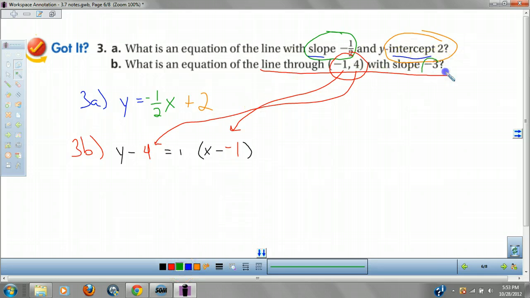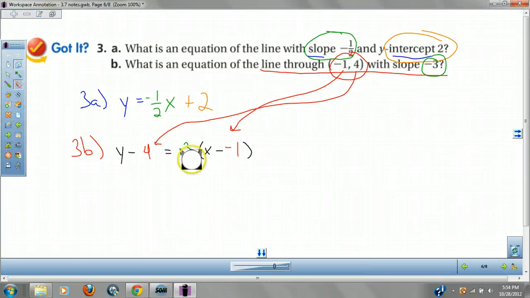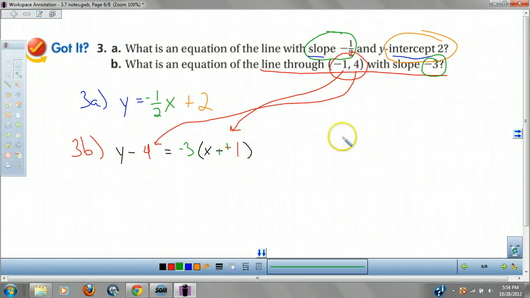And my slope is negative 3. So I put that guy out in front. Okay? Careful, careful, careful, Mr. Terwillegar. Now I'm going to simplify this and make this plus 1, just because we all know x minus negative 1 is plus 1. That's all there is to it, guys.